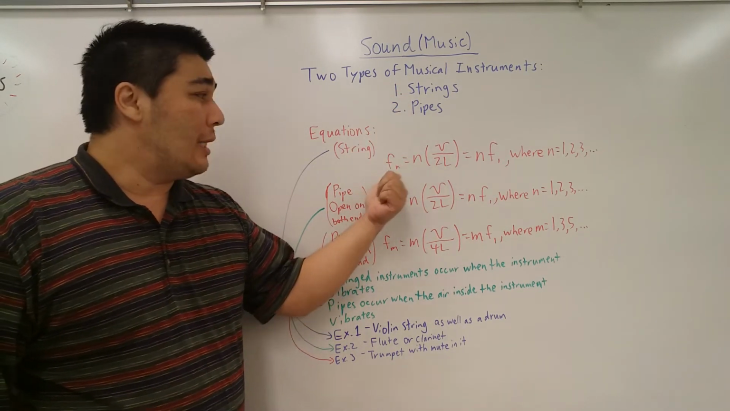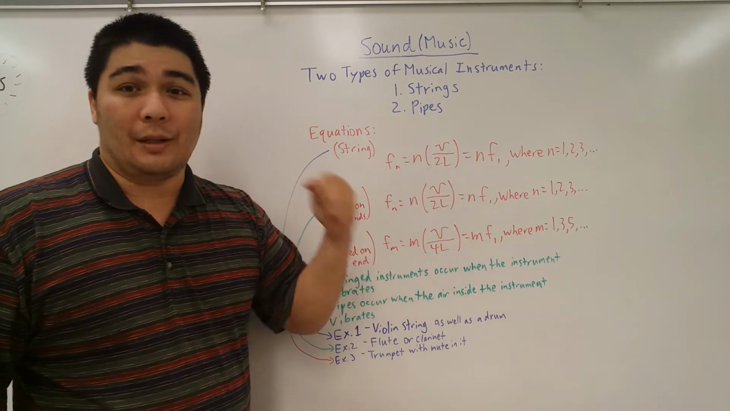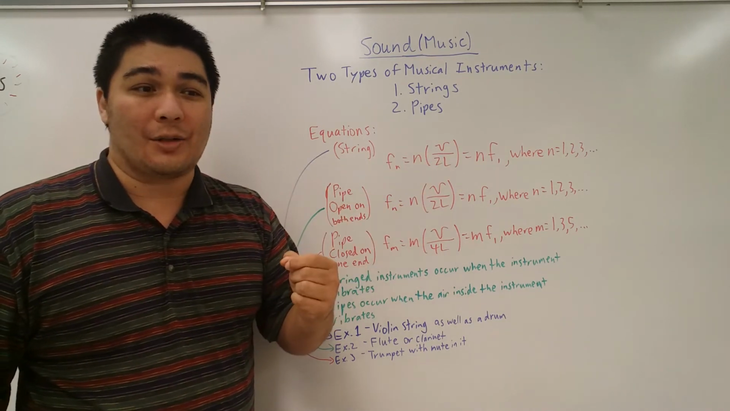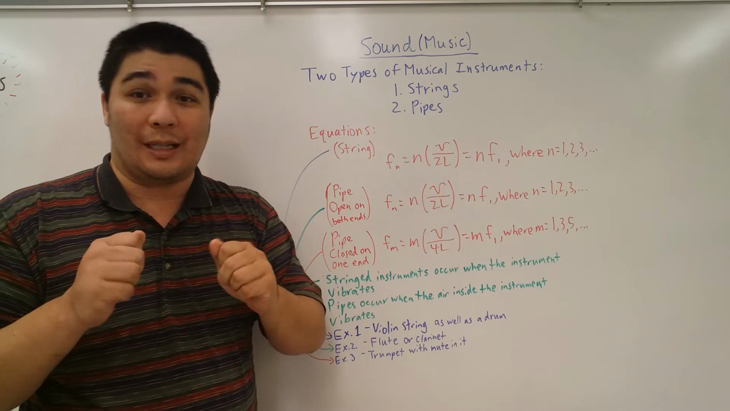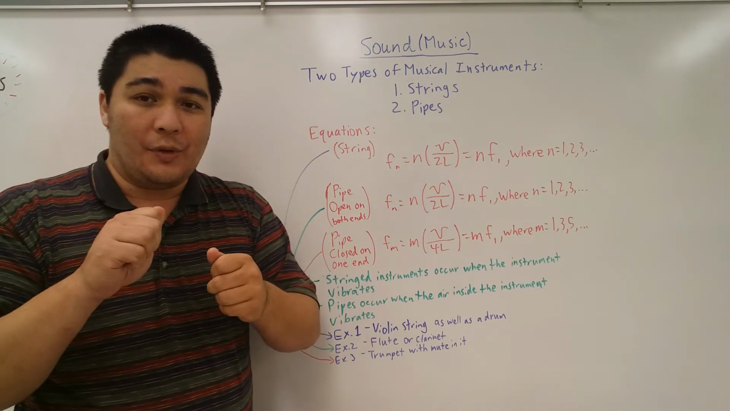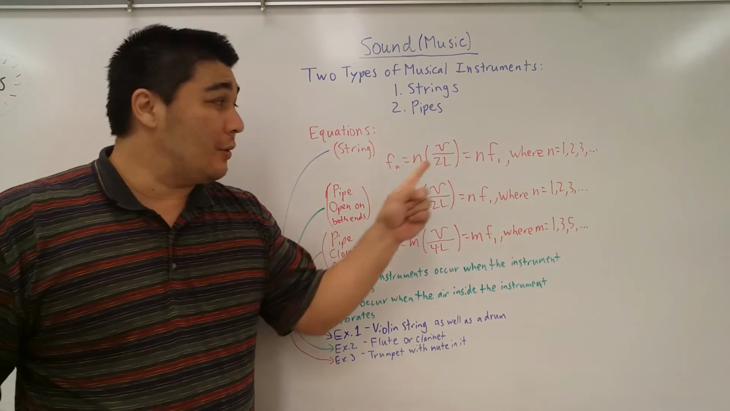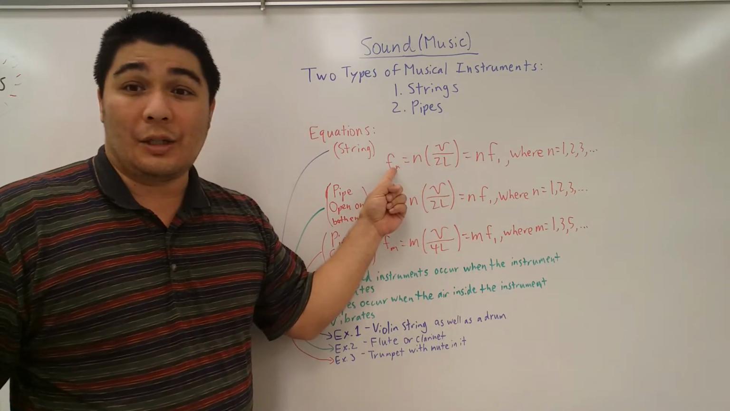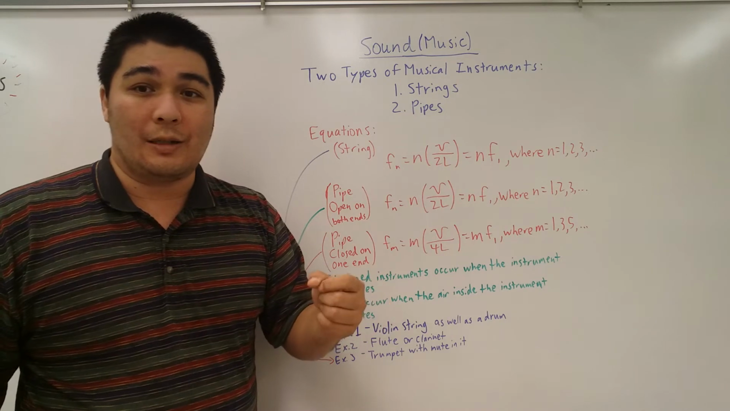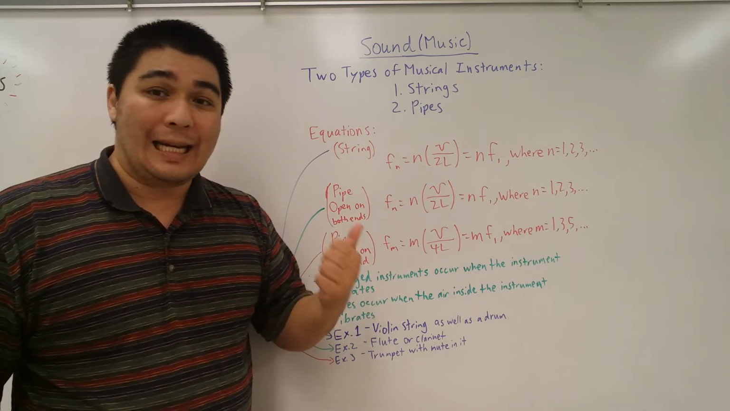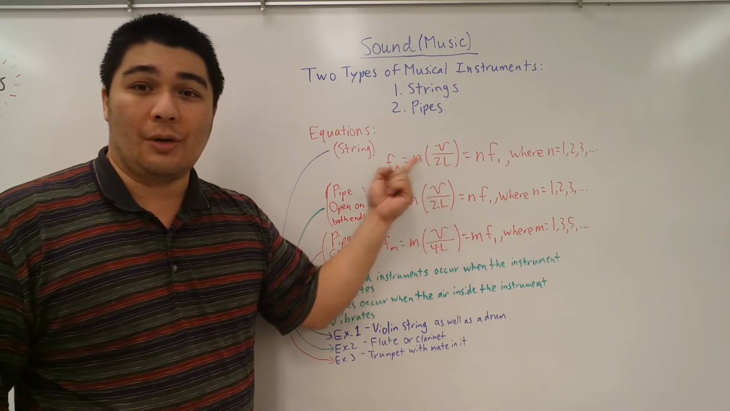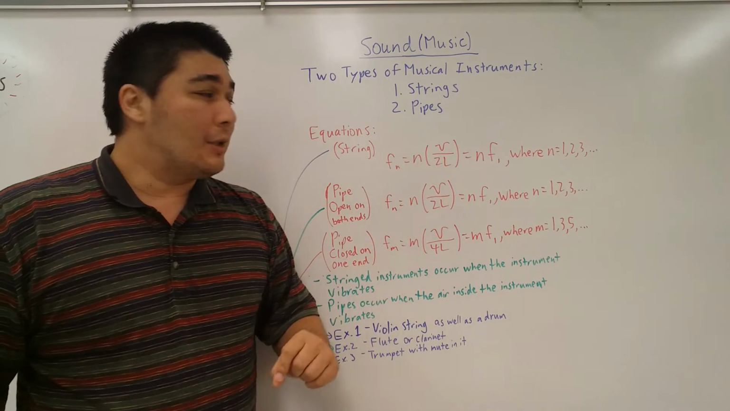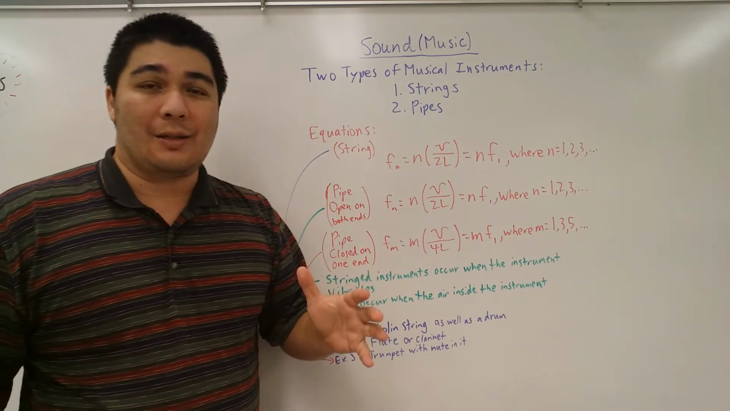So for a string, you would need to know that the length of the string actually matters. If you're ever tuning, let's say, a violin, and you loosen it, you are increasing the length of that string, which is going to decrease the frequency that you're going to be able to pull out of it, which means it's going to be flatter. Whereas if you tighten it, the length gets shorter and the frequency gets higher. So you can get different notes based on that.